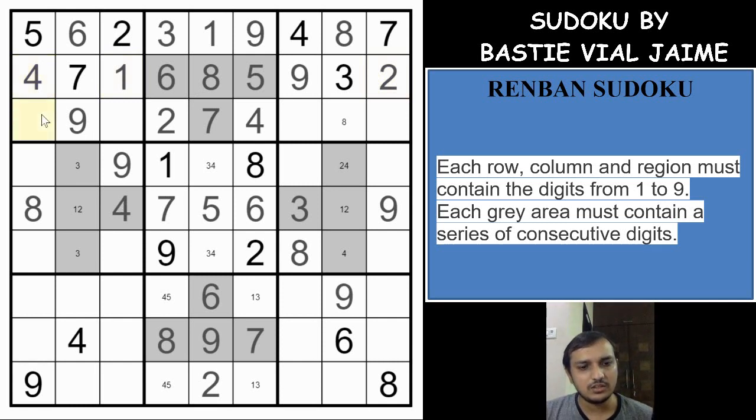The other remaining digits are 3 and 8, which leaves here with 1 5 and 6.